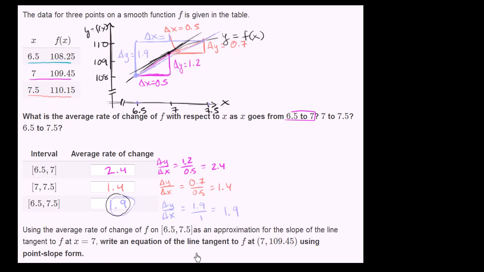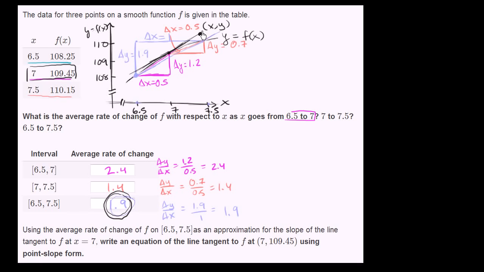They say write an equation for the line tangent to f at 7, 109.45 using point slope form. So it's going to be a line, we're going to use this as an approximation for slope, and it's going to contain this point, it touches the curve at this point. And so point slope form, just as a reminder, is just another way of saying that every point x comma y on this line, if we were to find the change in x and change in y relative to this point right over here, is always going to have a constant slope.